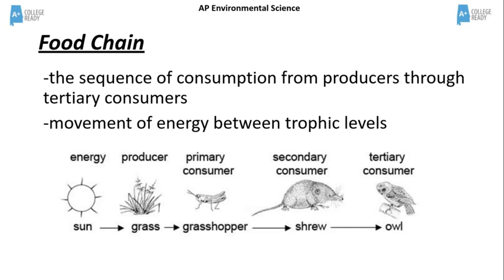Energy from the sun is incorporated into the grass by photosynthesis. When the grass is eaten by the grasshopper, energy stored in the grass is then passed on to the grasshopper. When the grasshopper is eaten by the shrew, energy from the grasshopper is passed on to the shrew, and then from the shrew to the owl. Also notice the trophic levels shown in the diagram: producers, primary consumer, secondary consumer, tertiary consumer.